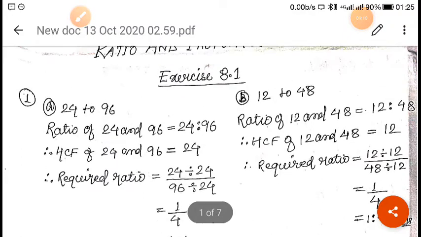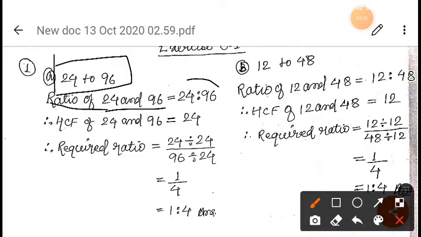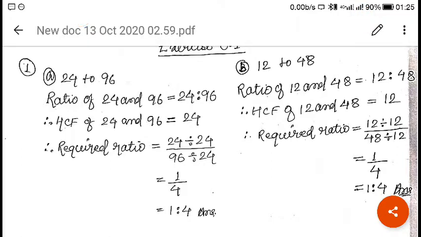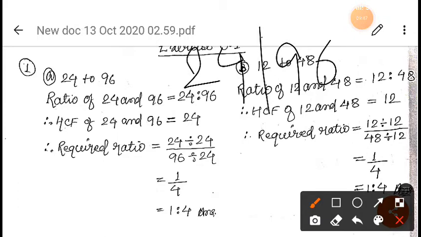So we will see when a simple number is given. If we are asked to find the ratio of 24 and 96, what we have to do is write the ratio of 24 to 96, like this, right? First of all, we have to find the HCF between 24 and 96. We have done this previously also, right? So 24 will be outside, 96 will be inside.